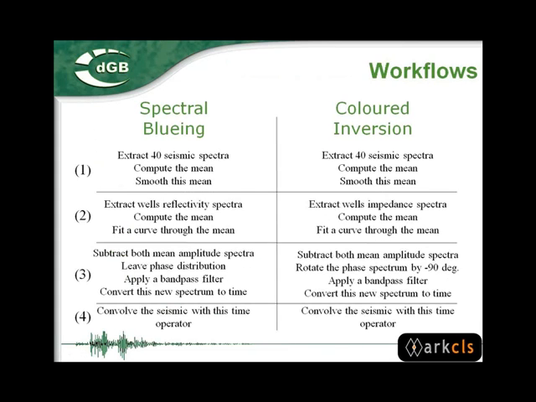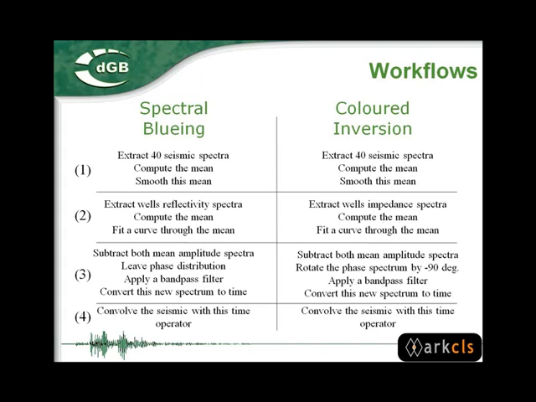The workflows for both seismic spectral blueing and seismic colored inversion are very similar. They both comprise 4 steps. The first step is the extraction of the seismic data using a small user-defined number of traces or input locations, from which we compute the mean spectrum that is smoothed in order to get the smooth seismic spectrum. That is the end of the first phase. In the second phase, we are trying to extract the same data from the wells, which means that in the first place, we will extract the well reflectivity spectra for spectral blueing, or we'll extract the well impedance spectra for colored inversion. Then from both, we compute the mean and fit a curve through the mean.